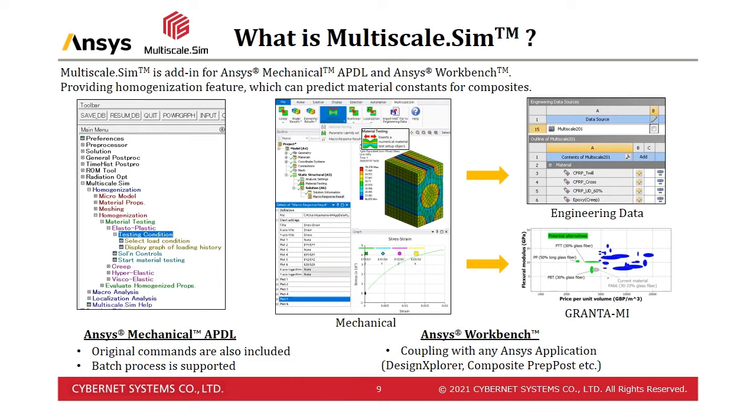About the management of material data, the predicted material constants as a result of homogenization analysis can be registered in Engineering Data. So, data management is very easy. Working with GRANTA MI could also be effective if you want more advanced management and operation. Since the analysis results obtained by Multiscale.sim contain the same information as a physical material test, you can manage virtual material test data in the same way.